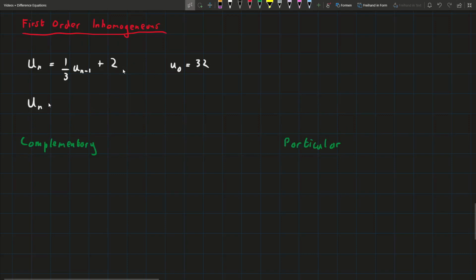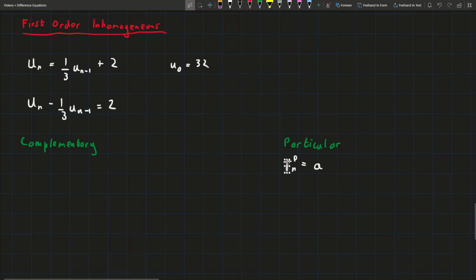So we'll have that un minus a third un minus 1 is equal to 2. If we ignore all the un terms, which is what we do for our particular solution, sorry, we see that it's just 2. It's just a constant. That means that our particular solution is also just going to be some constant, which I'm going to call a. Now we want to sub this back into our original equation to figure out what this constant is.